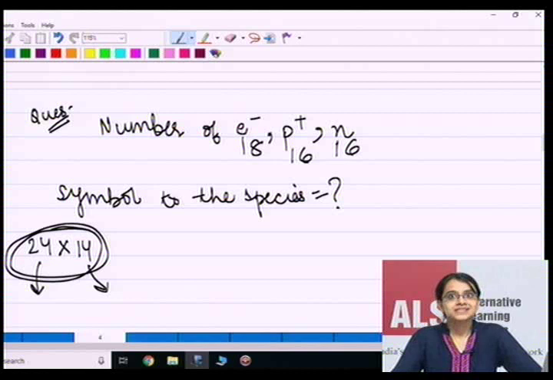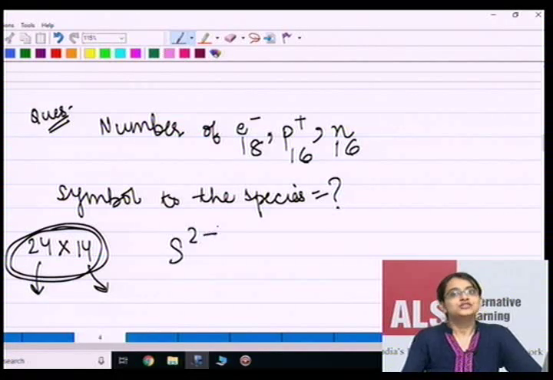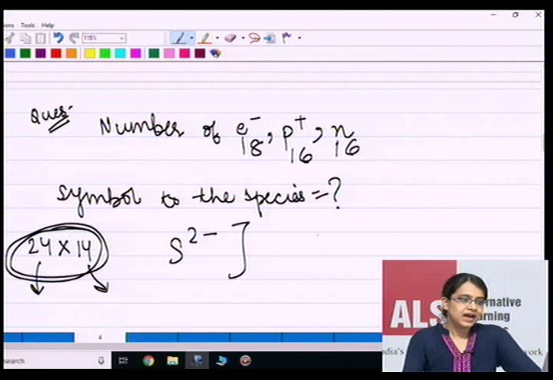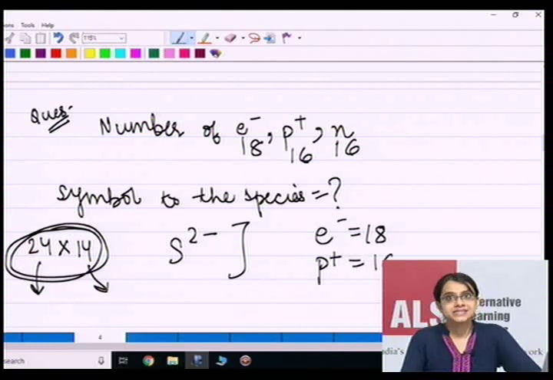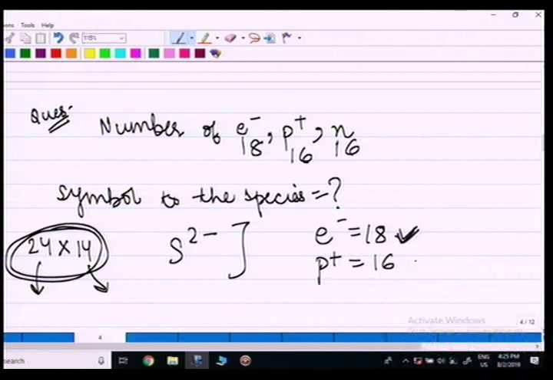Okay, all of you said it's sulfur, which is correct. But only Shillong said it's actually S2 minus. So Shillong wins this one. Now why? Let us see. You have the number of electrons equal to 18 and the number of protons as 16. So here if you see, you actually have more number of electrons than protons, which means that your element is going to have negative charge.